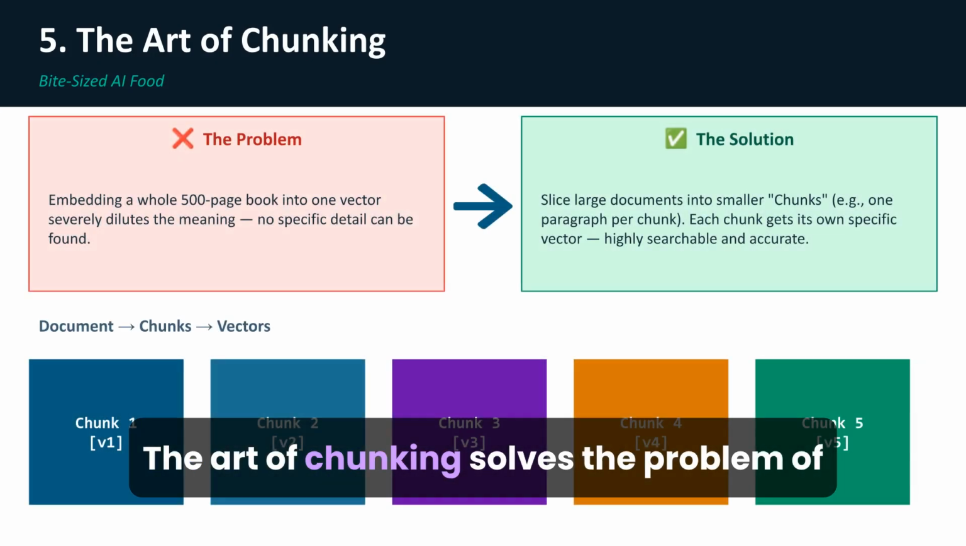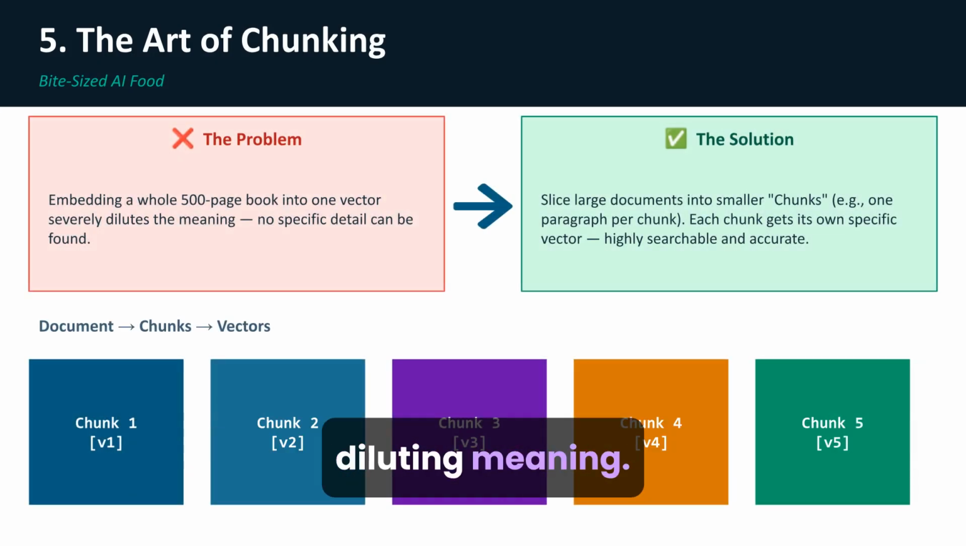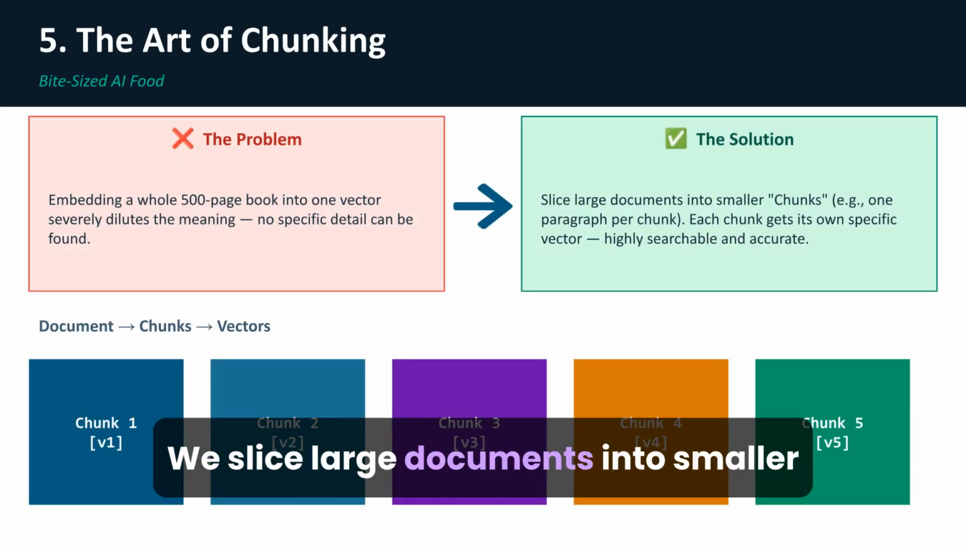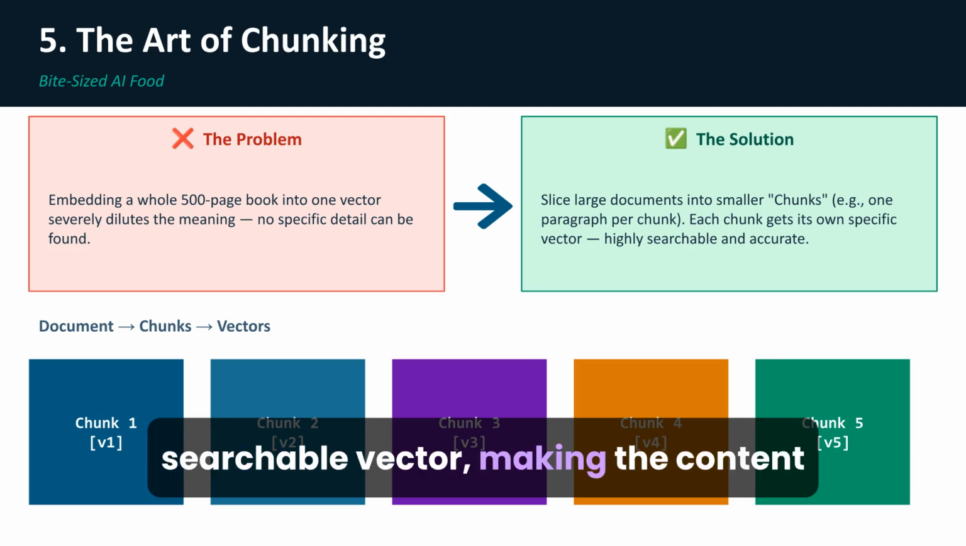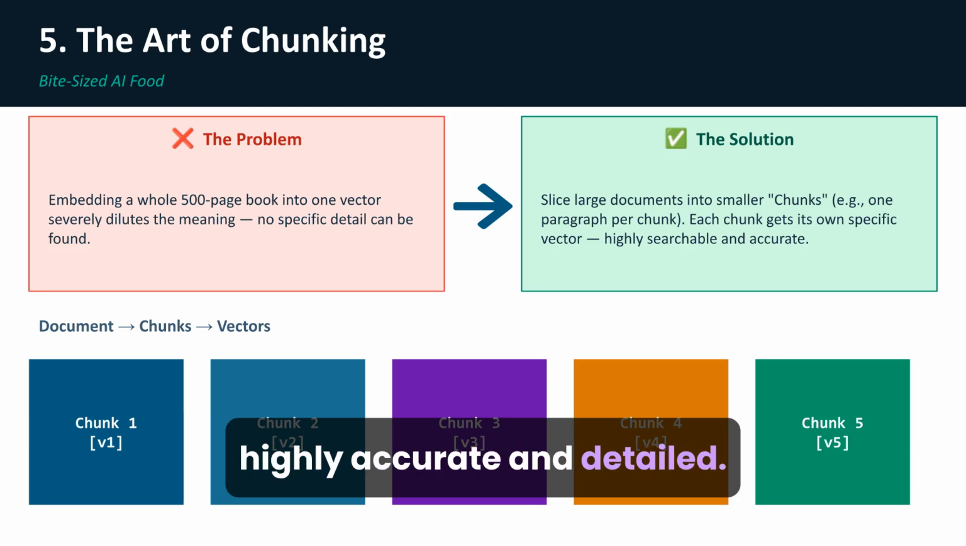The art of chunking solves the problem of diluting meaning. We slice large documents into smaller chunks, giving each a specific, searchable vector, making the content highly accurate and detailed.